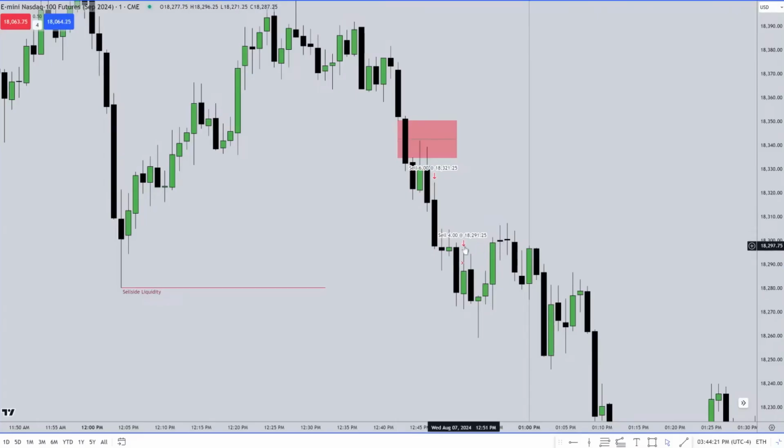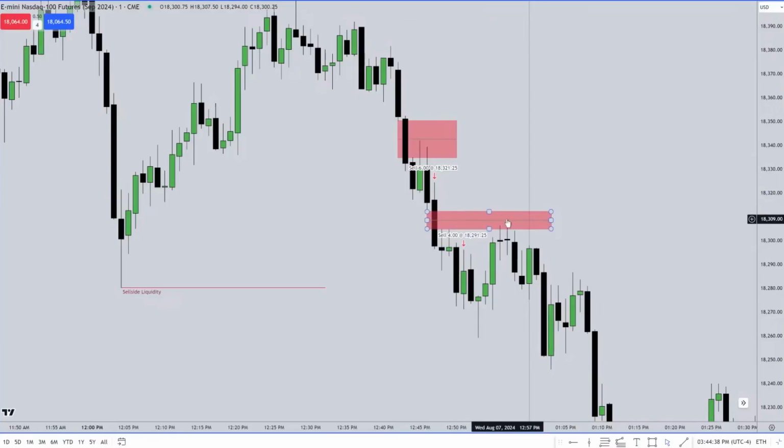It's forgiving because it could do what? It can revisit this fair value gap. It can trade inside that, but I don't want to see it do that. So I had to have a little bit of heat there, but it doesn't fill it. It just goes up to that level there.